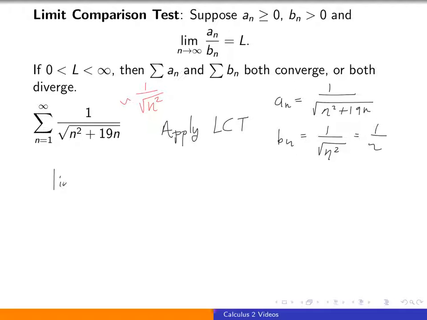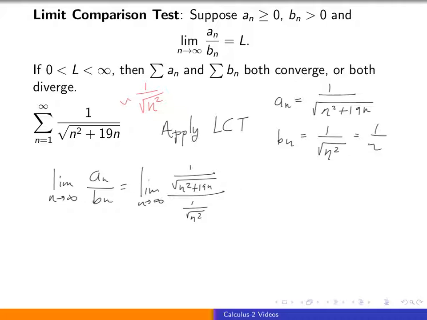So for the limit comparison test, we need to evaluate what is the limit as n approaches infinity of a_n over b_n. So that would be the limit as n approaches infinity of 1 divided by the square root of n squared plus 19n, divided by 1 over the square root of n squared. So multiplying by the reciprocal in the bottom and combining into a single square root, so a bit of algebra, this would be the limit as n approaches infinity of the square root of n squared divided by n squared plus 19n.